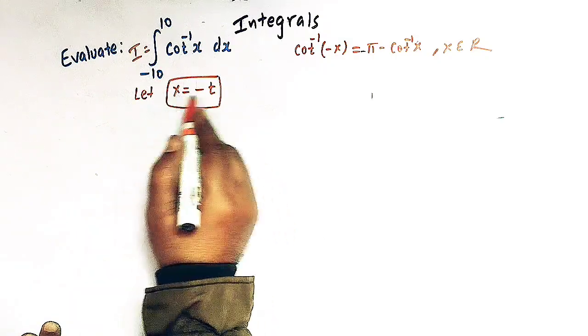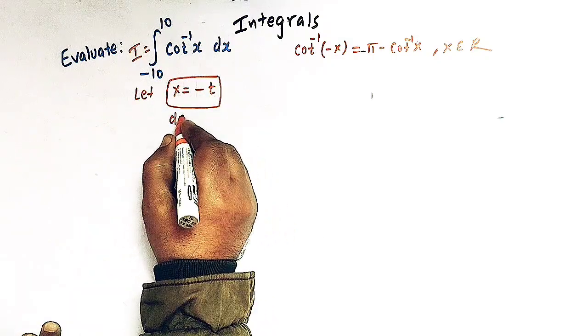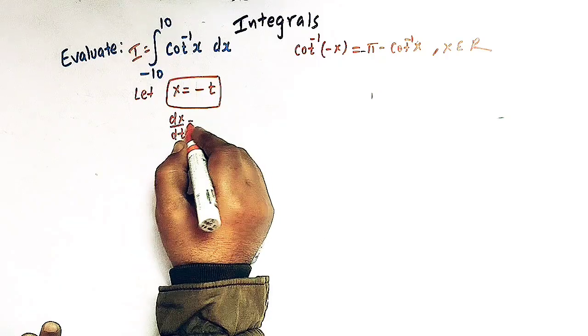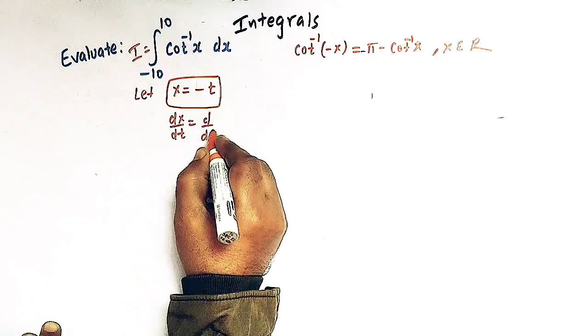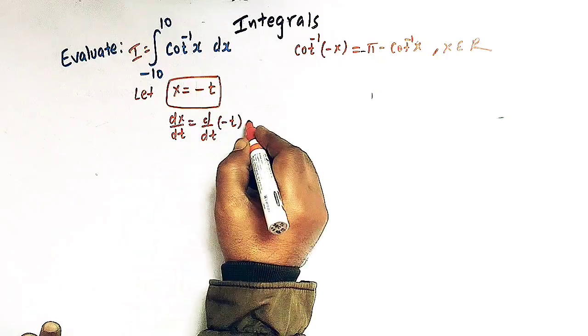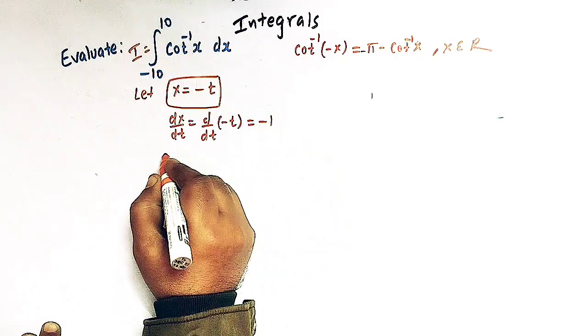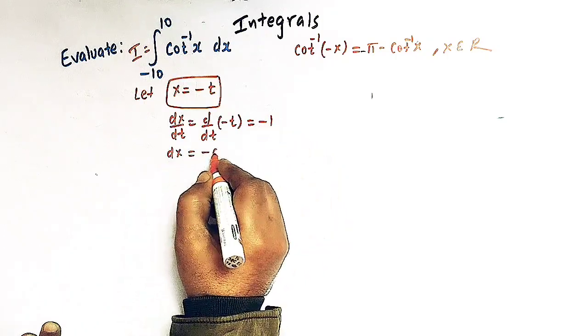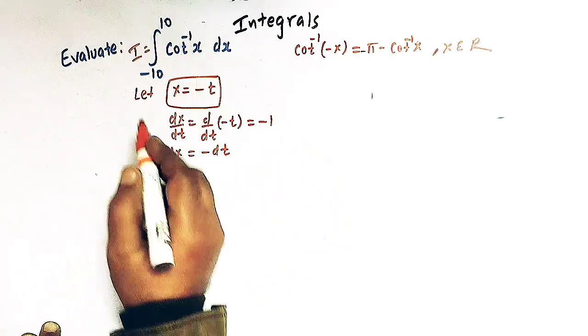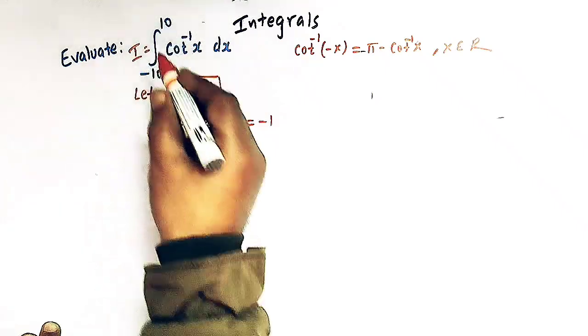So we'll take x is equal to minus t, so that dx over dt is equal to d by dt of minus t. So this is minus 1, so we can write dx is equal to minus dt. So let us change the limits accordingly.